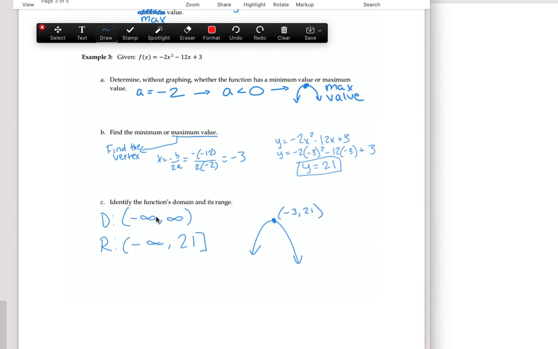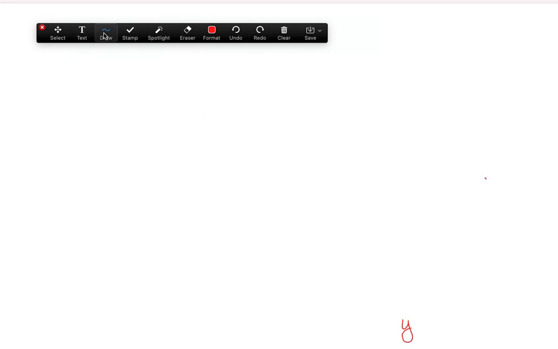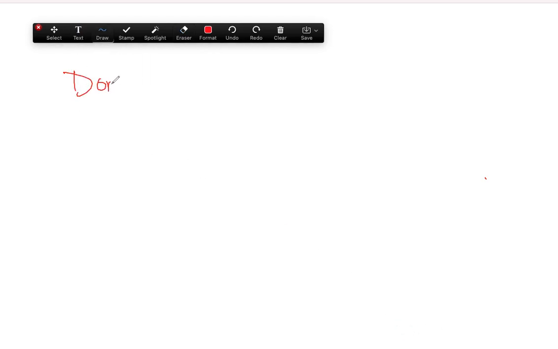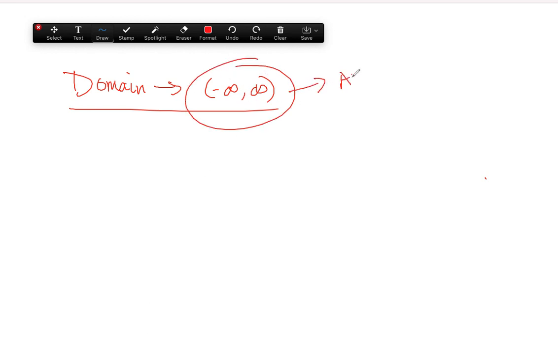C is, so in C, the domain. So what can you say about the domain when working with quadratics? I guess, I don't know, is it usually infinity? Not usually, always negative infinity to infinity. So for parabolas, you don't have to worry. The domain is all real numbers. So from negative infinity all the way to positive infinity, you can answer it this way, or you can say all real numbers.